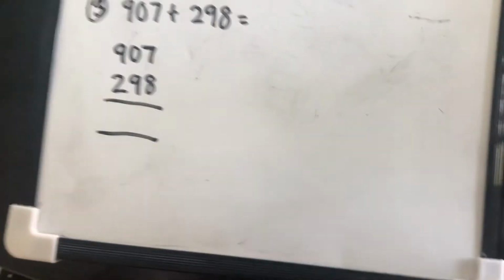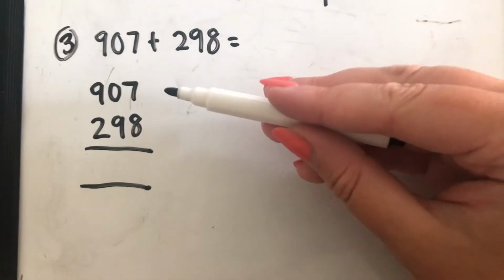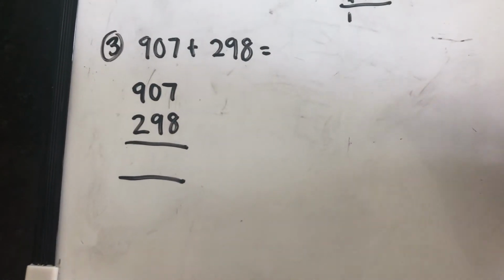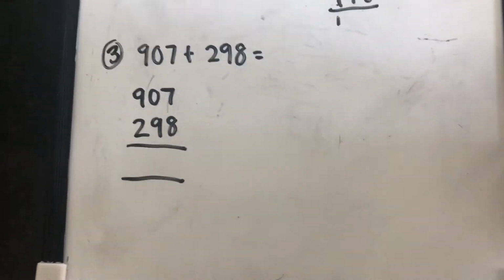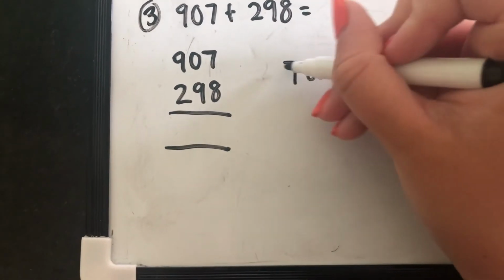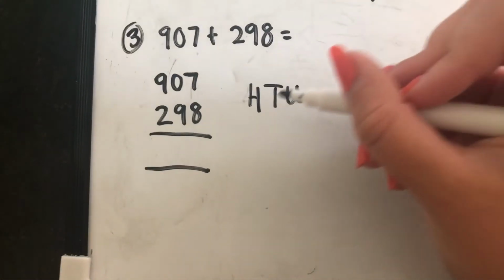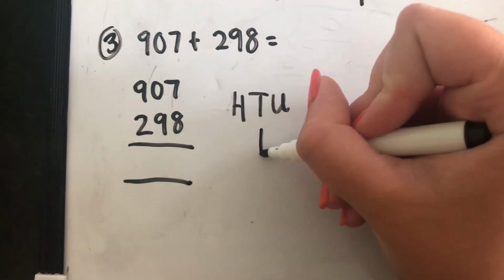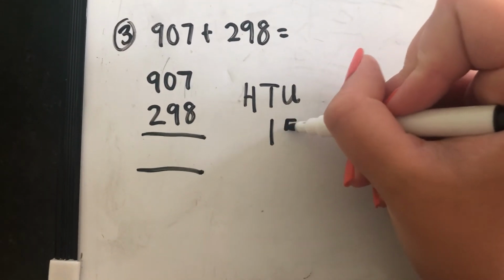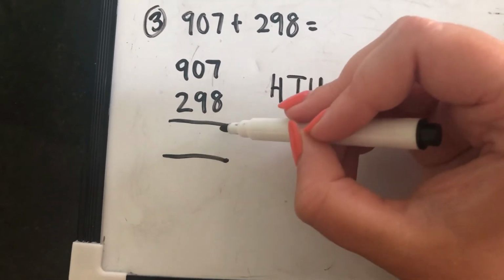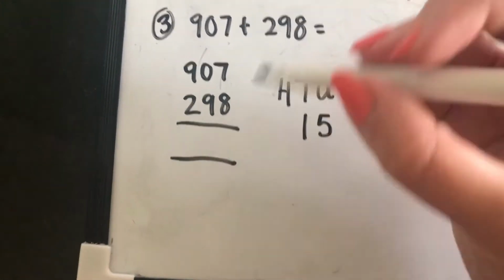Okay, so this one's going to have a lot of carryovers. So we've got 7 add 8 is 8, 9, 10, 11, 12, 13, 14, 15. So remember our number 15. Where does it go? How many tens are in 15? 1. How many units in 15? 5. 15. So remember, we don't want to just write 15 in here because we still need to add up our tens.